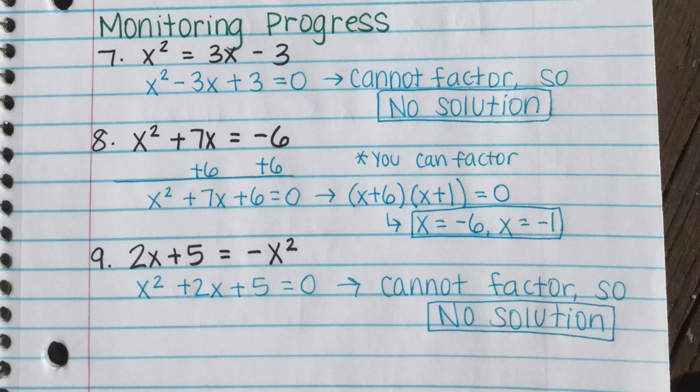All right, you guys, for this last one in number 9, I started by rewriting the equation in standard form, which gave me x squared plus 2x plus 5 equals 0. And this was another example here where there was no way I could factor it, which tells me that there is going to be no solution.